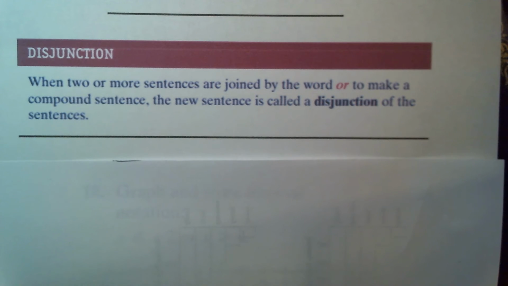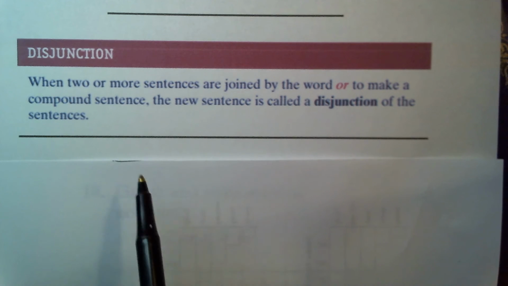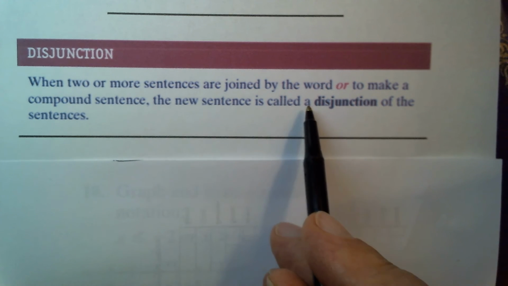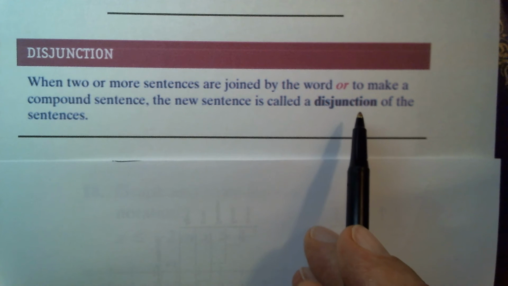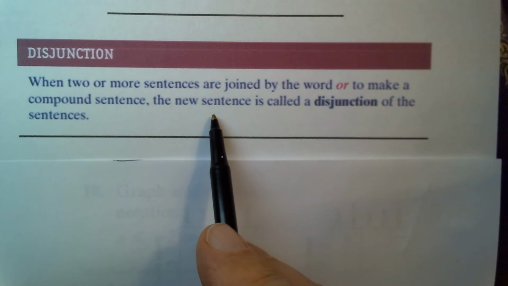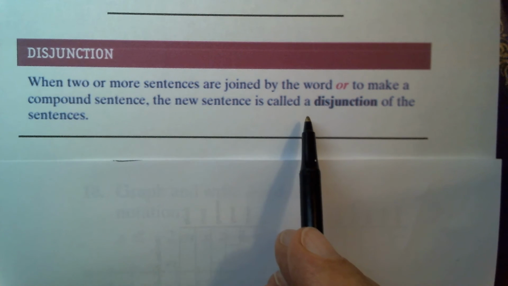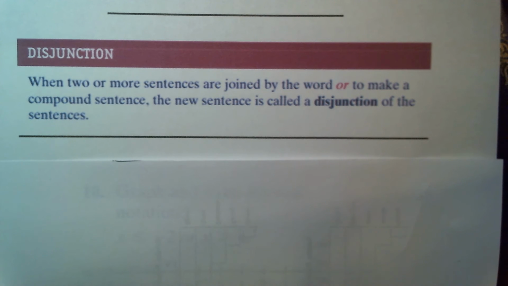A short while ago we joined two sentences with the word and, that was called the conjunction, and now we talk about a disjunction. When two or more sentences are joined by the word or to make a compound sentence, the new sentence is called a disjunction of the sentences. So know the difference between conjunction and disjunction.